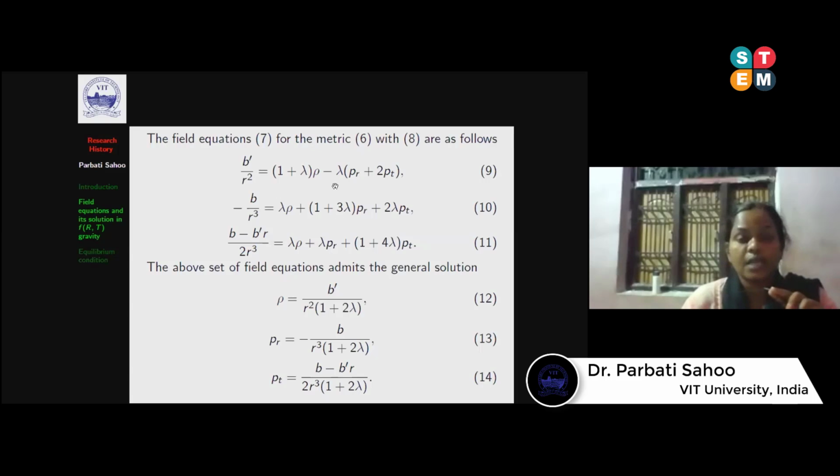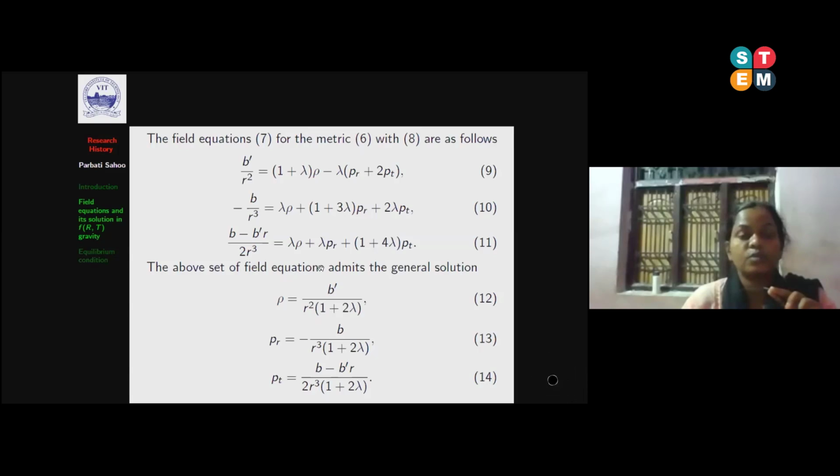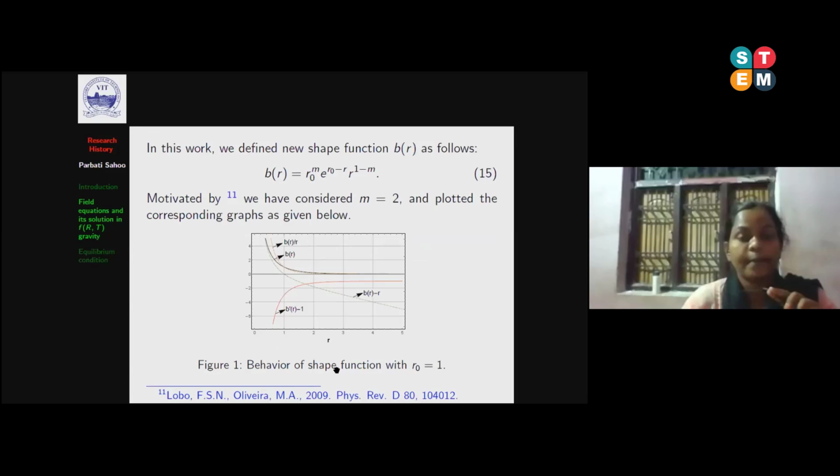So from this set of field equations, if you simplify, we will get the general form of rho, PR and PT. These are the matter contents, which we have obtained in terms of the shape function. Now here we have proposed a new shape function, a new hybrid shape function. Why are we saying it is hybrid? Because it is a mix of power law as well as exponential. For that purpose, we can name it a hybrid shape function.